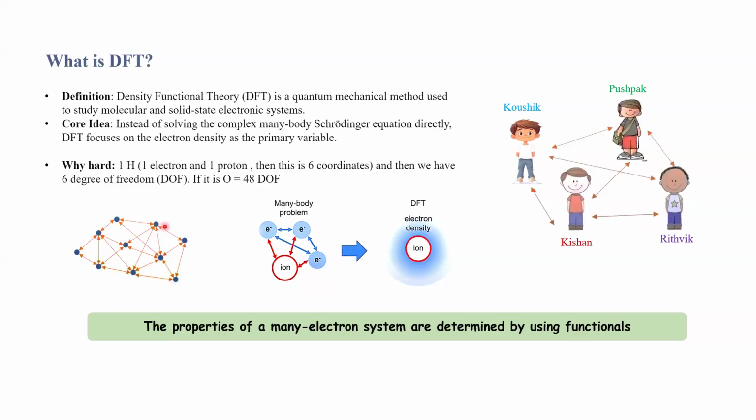Now the question will come, how are we going to calculate all these properties? Here I'm telling that we are going to calculate by focusing on the electron density. The properties of your many-electron systems are determined by using functionals. So we are using some types of functionals to calculate these properties. Now the question will come, what are functionals? Let's try to understand them in the next slide.